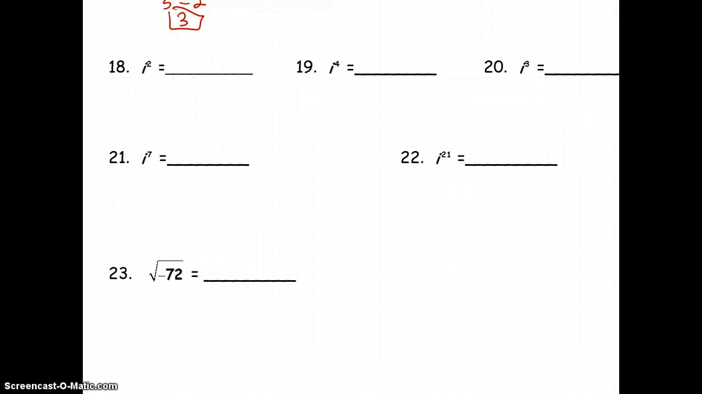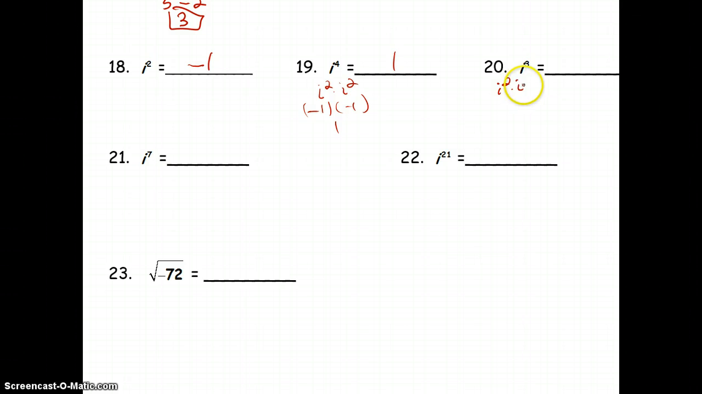Our basic definition tells us that i squared equals negative 1. We're going to use this for a lot of different problems on here because we're going to write these as combinations. So if I have i to the 4th, I would write this as i squared times i squared. We said i squared was negative 1, so now we have negative 1 times negative 1, which gives us a positive 1.